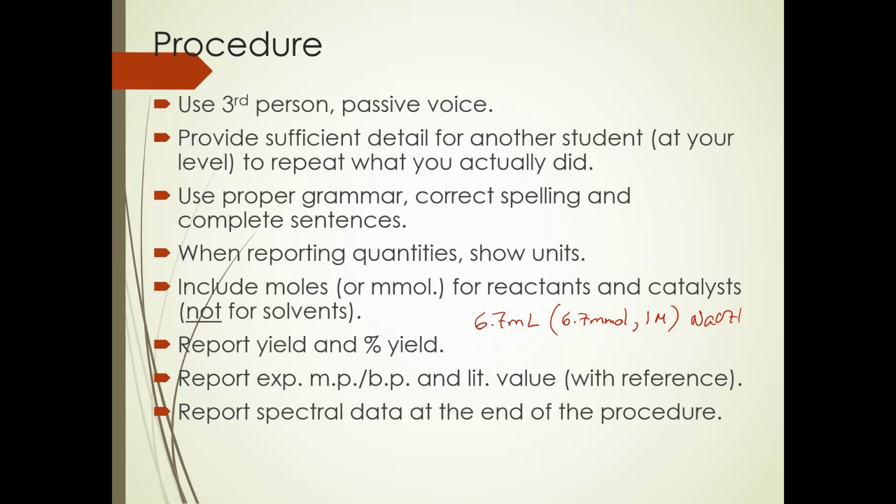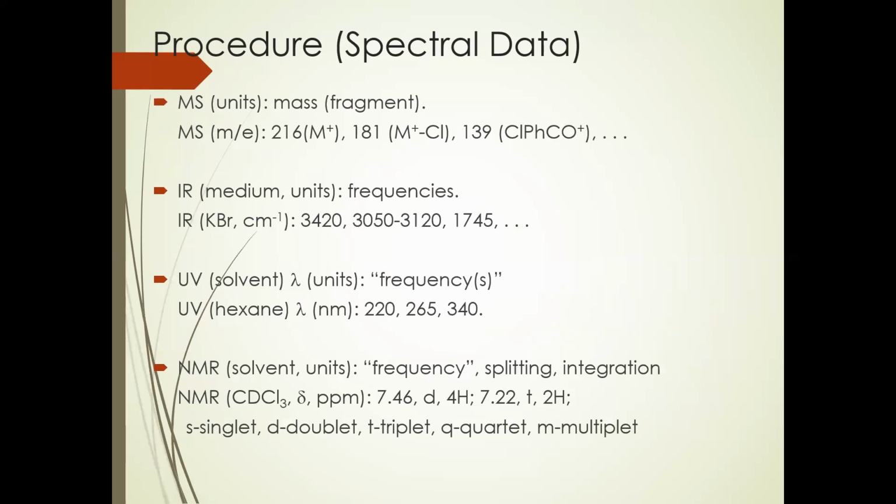Report yield and percent yield. And again, you can simply state the mass yield and then in parentheses immediately afterwards the percentage. If we do melting point or boiling point, you would mention that, but also give the literature value. And then spectral data at the end of the procedure. The formats are given here. We'll see these again. You should be familiar with the IR already from Organic 1. Likewise, the NMR from Organic 1, also the NMR assignment that you had.